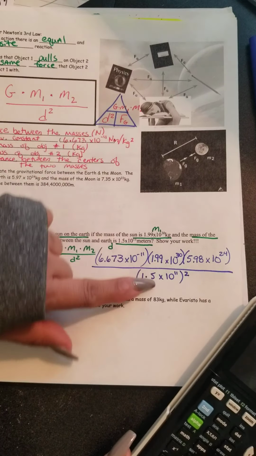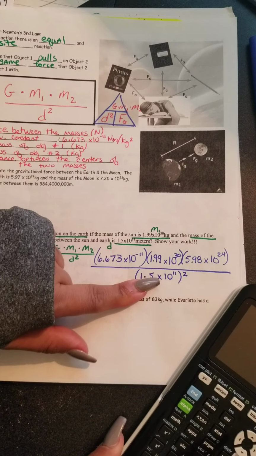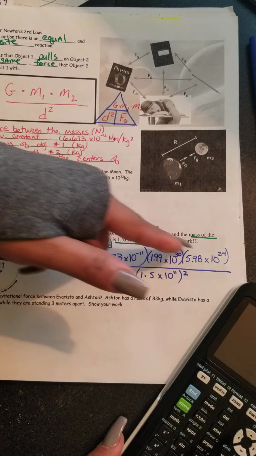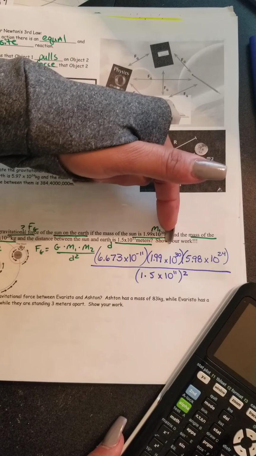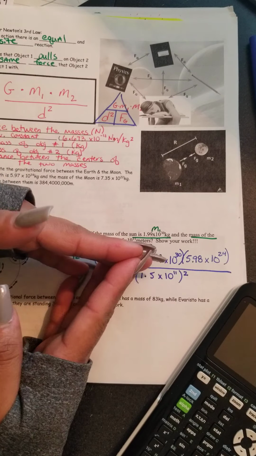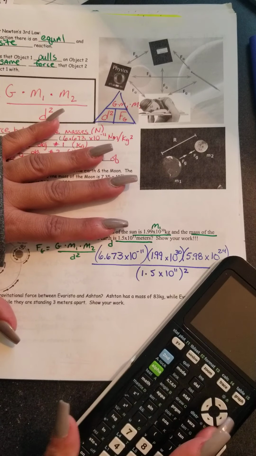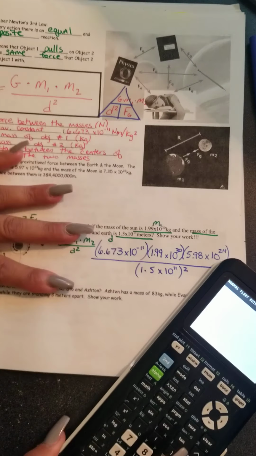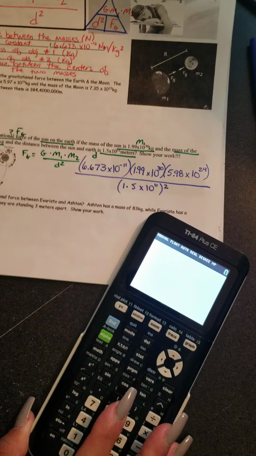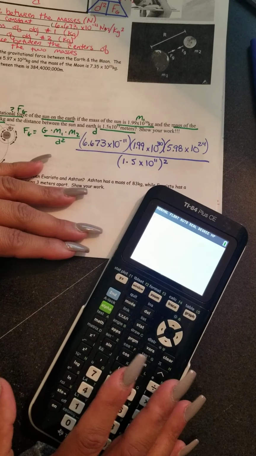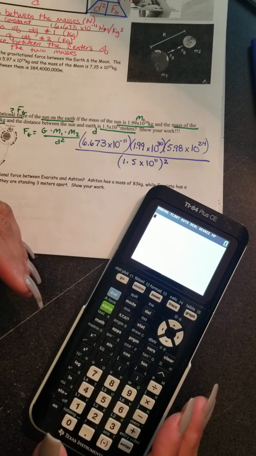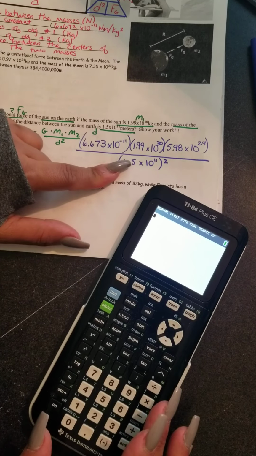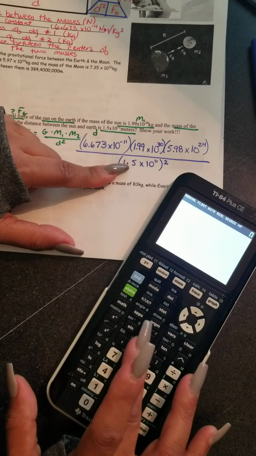If this was me, I'm going to go ahead and get this number and square it first and get a number down here. Then I'm going to multiply those three numbers and get a number up here. Then I'm going to divide them. I know some of you like to just go ahead and plug them all into the calculator at one time. That works too. I'm just not that kind of a person. I like to do step by step so I can see where, if I'm going to make a mistake somewhere, okay? So here's where I do see problems.